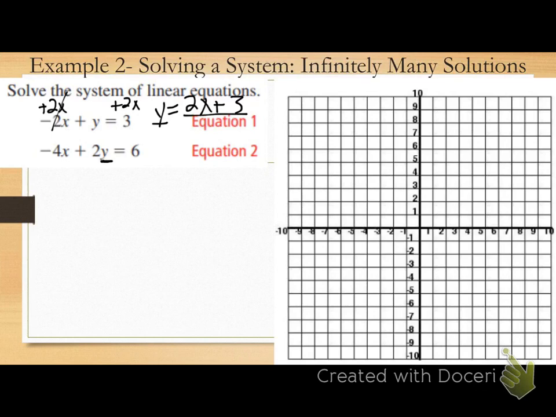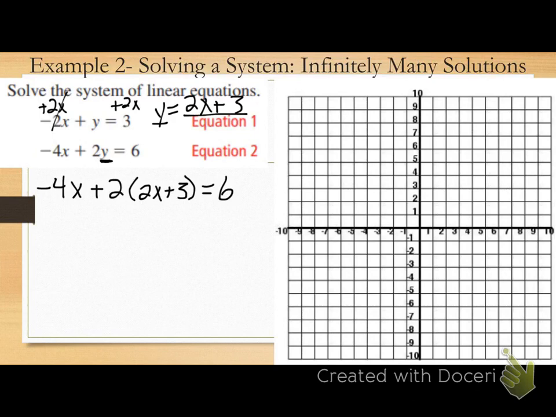So what can I replace this y with in my second equation? 2x plus 3. The rest of the equation stays the same. Did I replace 2y with 2x plus 3? No, I still have to keep that 2 out front. I'm literally just taking the y out, putting 2x plus 3 in its place. The rest of the equation stays exactly the same. We good with how I substituted here?